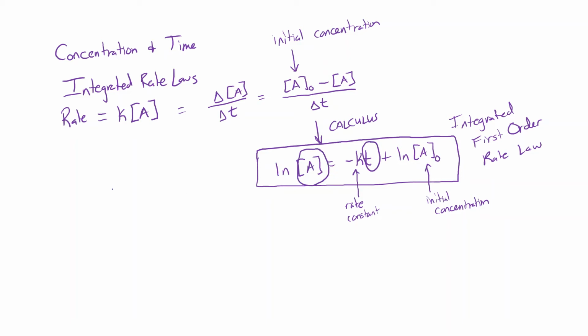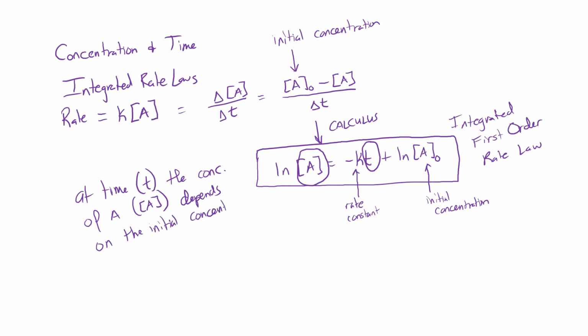So what this integrated rate law is telling us is that at time t, the concentration of A, which is of course square brackets with an A inside of it, depends on the initial concentration, right, which is A0, and the rate constant. So really this makes sense, right? What this is saying is that the amount of material that you have at any certain time is dependent on how much you started with and how fast it's disappearing, right? That makes total sense, right?